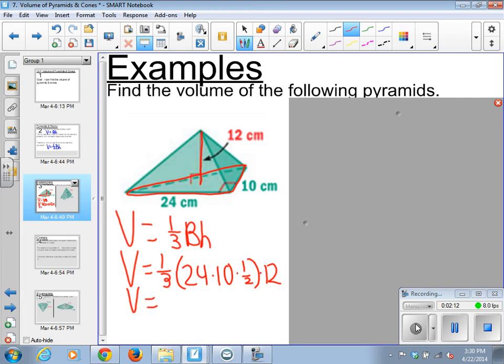So when I look at this, I see we have 1/3 over here and 12 over here. I'm going to go ahead and turn that into 4. 1/3 times 12 is 4. Nice and easy, it goes away. 24 times 10 is 240. Half of 240 is 120. So volume equals 4 times 120, which gives us 480 centimeters cubed.